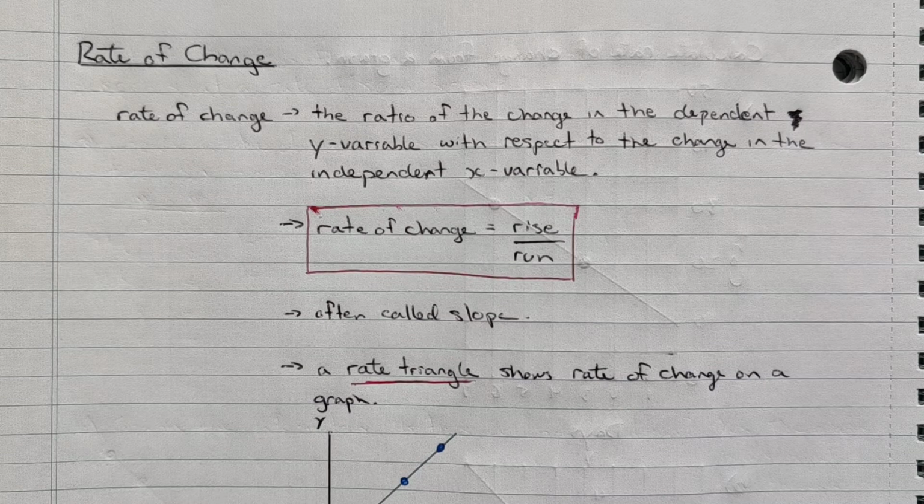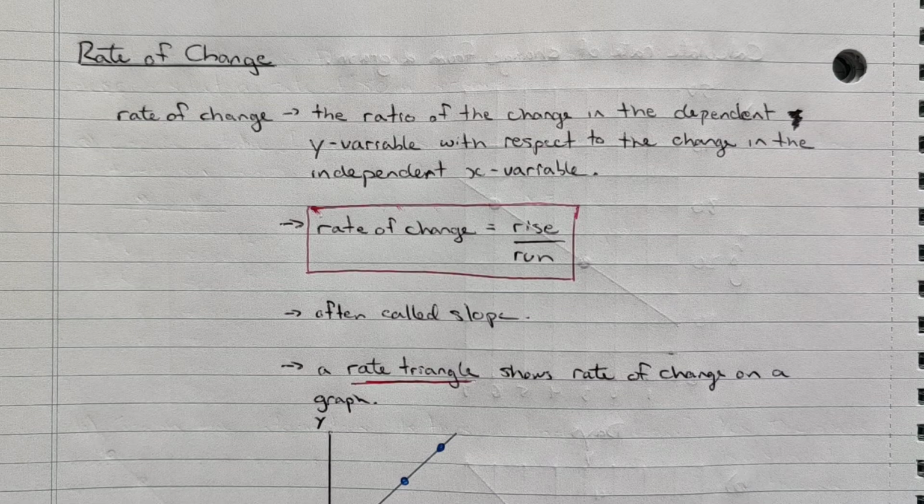So the rate of change is often formulaically described as the rise over the run. And so this one's important to remember. You're going to use this in grade 9, 10, and so on. So the rate of change of a graph is the rise over the run. So how much does it go up or down over how much does it go left or right.